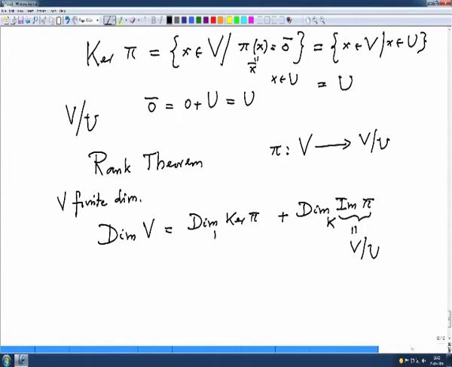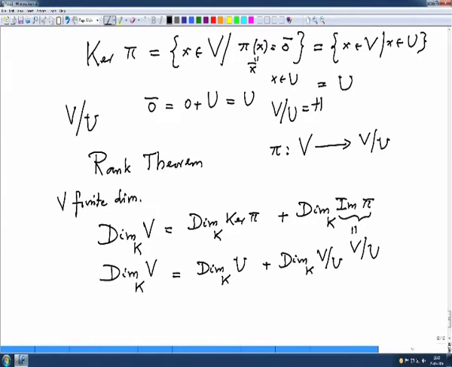Dimension is always over K. And the kernel of pi we know is U. So, dimension U, and this is the dimension of V by U. So, we have this nice formula: dimension V equals dimension U plus the dimension of this new quotient space. This V by U is also called the quotient space of V by U.